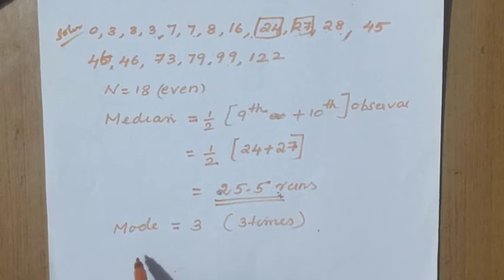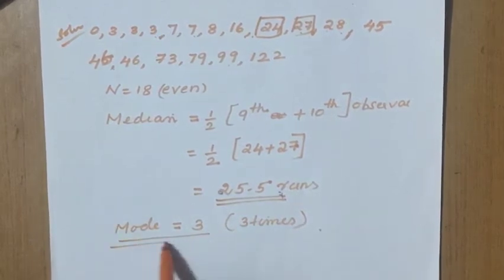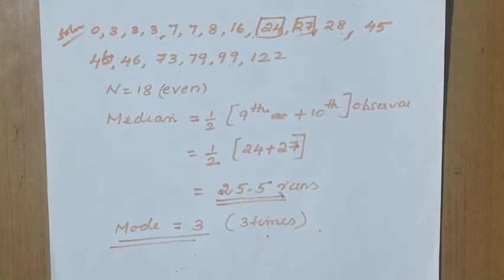25.5 runs. Now mode is also asked in the question. Mode is 3 only, because it is repeated 3 times. So it is the most repeated score.